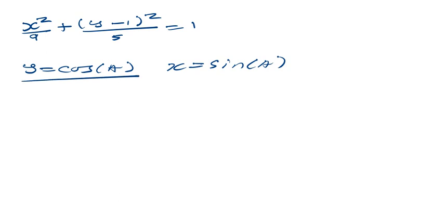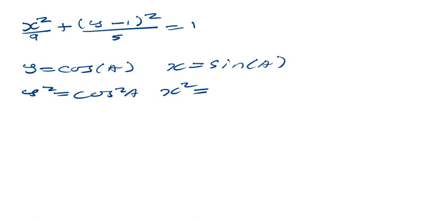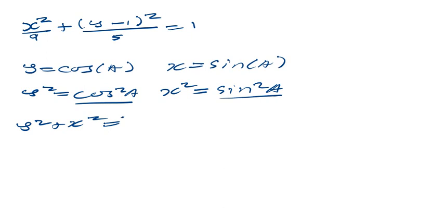If I have this in terms of a parametric equation and want to convert it to a Cartesian equation, how I do it is very simple. I just square both sides. Y squared is equal to cos squared a, and x squared is equal to sine squared a. When you add both, y squared plus x squared is equal to cos squared plus sine squared, which gives you 1. Hence we have converted from parametric to Cartesian.